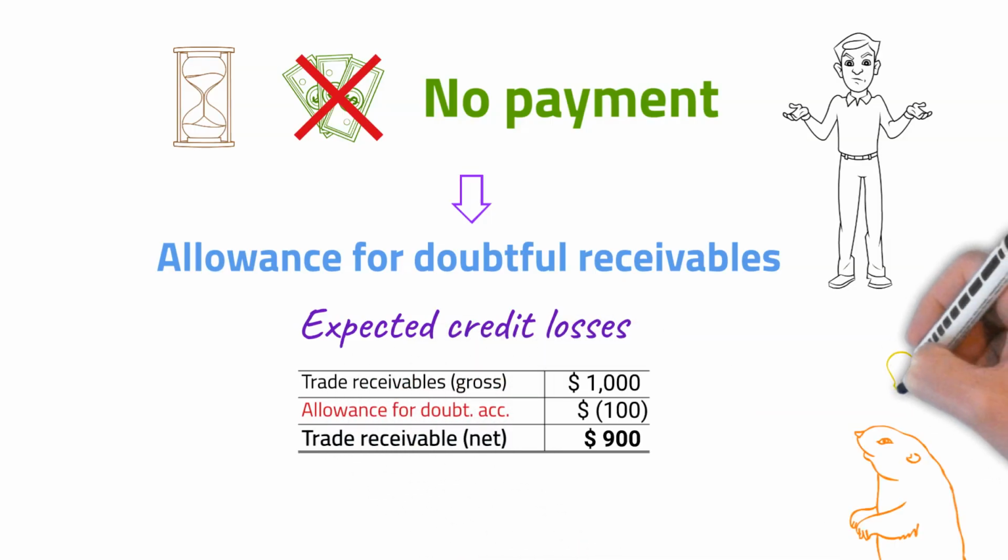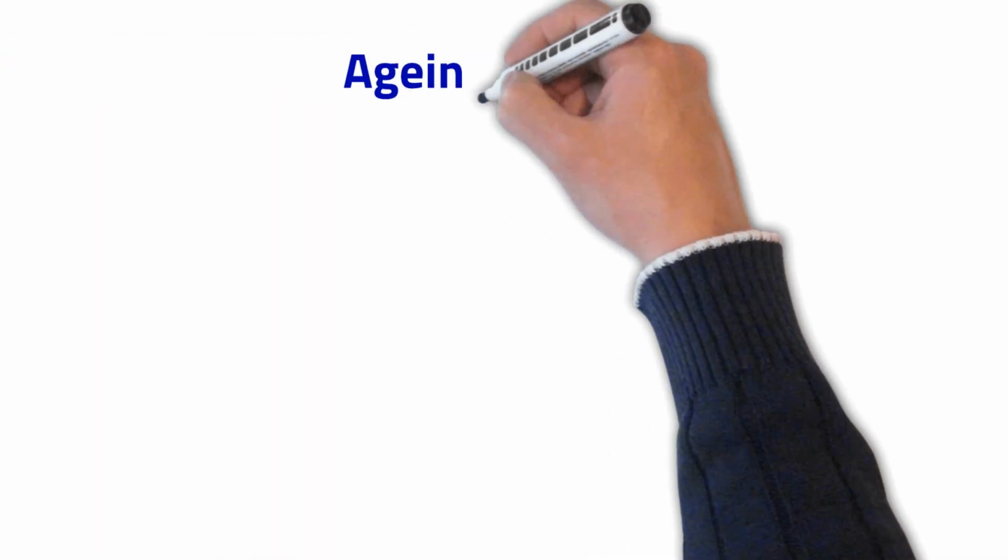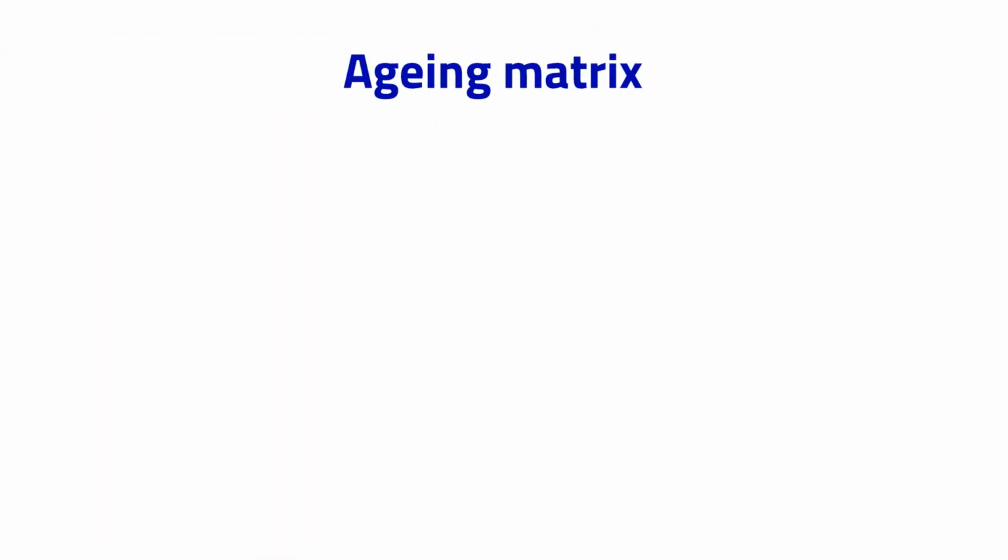This allowance can be calculated using different ways. The most common approach is based on the lifetime experience and aging metrics. For example, you know that if the customer doesn't pay for more than 360 days, then the chances he will pay are close to zero.